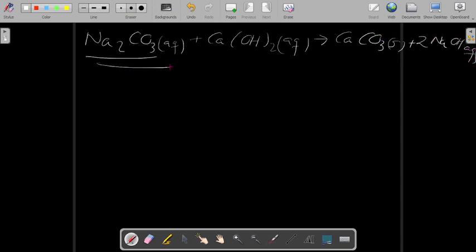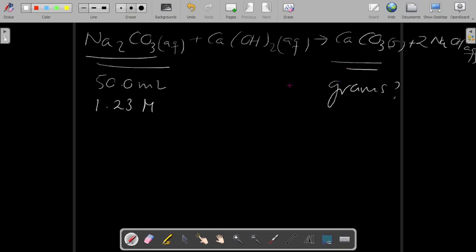Okay, so this is given to us. It says pick up 50.0 milliliters. The molarity is given to us, 1.23 molarity, and they want to know how many grams we can produce, because this is the limiting reactant. So we already know that the equation gives you information in moles. So our recipe is in moles. So we need to know how many moles of this calcium carbonate we can produce. Once we have moles, we can translate it into grams.